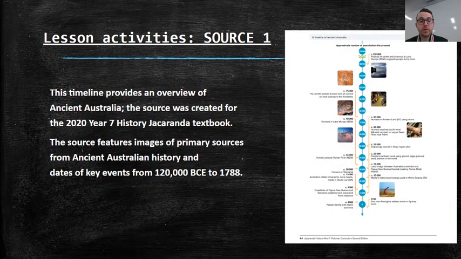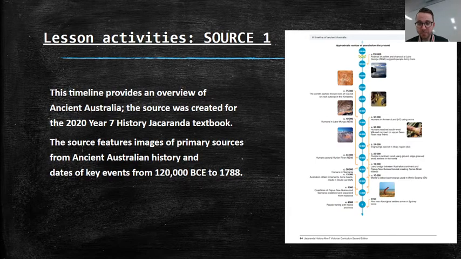It was created in your 2020 Year 7 History Jacaranda textbook. The source features images of primary sources from ancient Australian history and the dates of key events from 120,000 BCE to 1788 when the European settlers arrived in Australia. So is that a primary source or a secondary source? Question 1. And then what can it tell us about ancient Australian life?